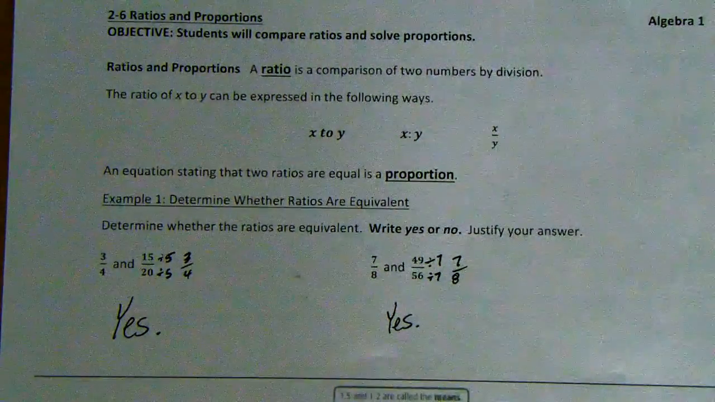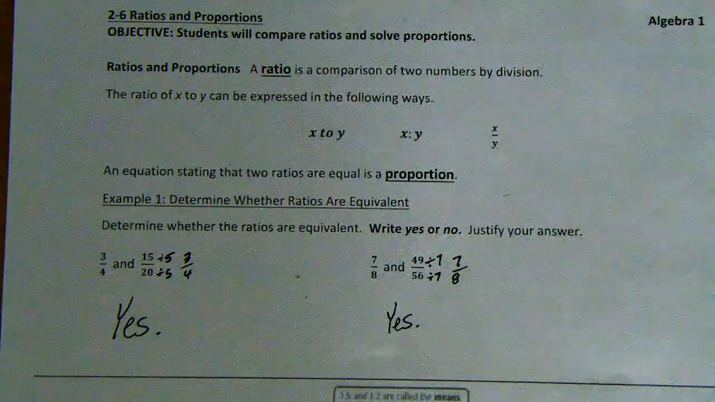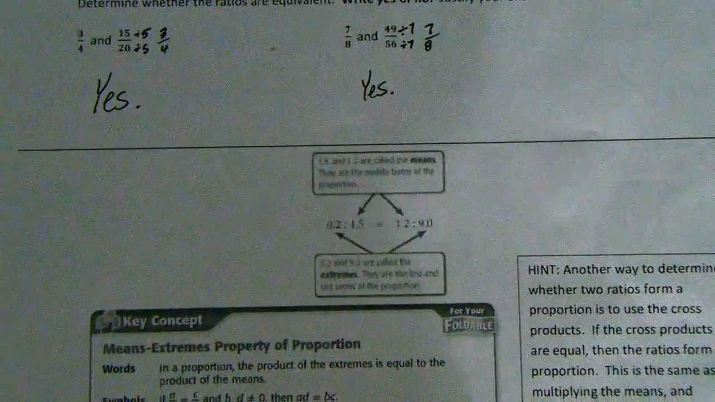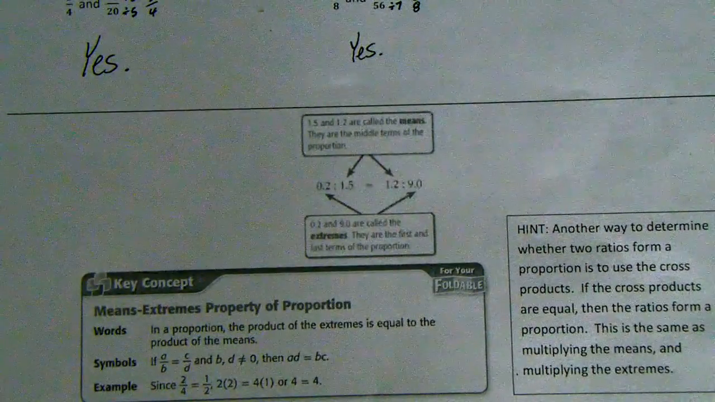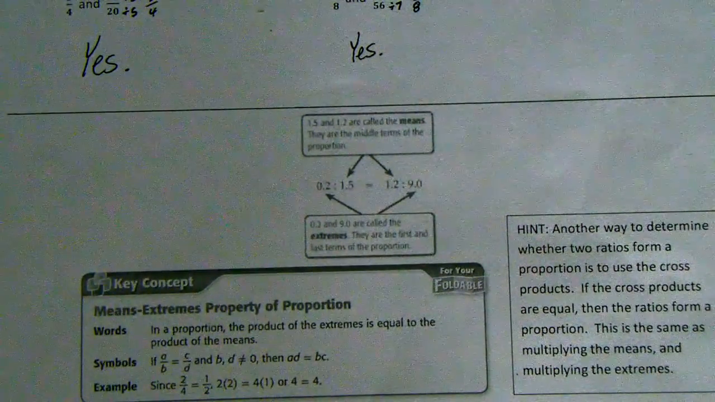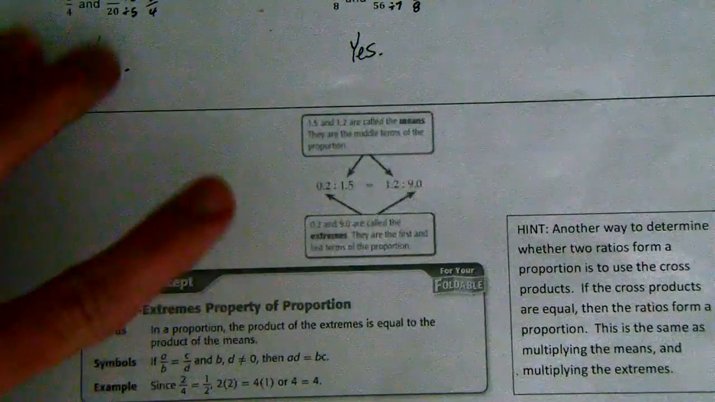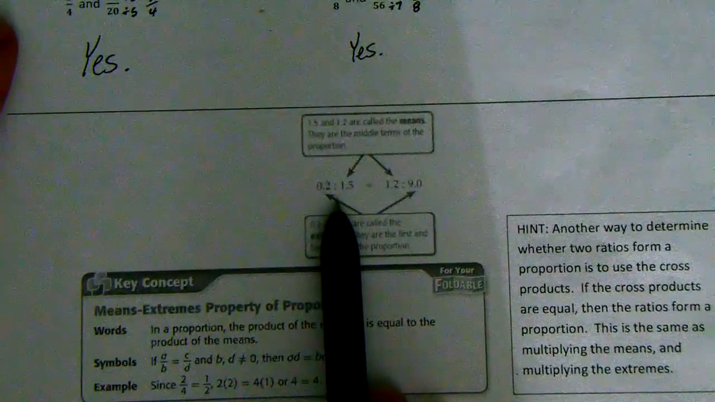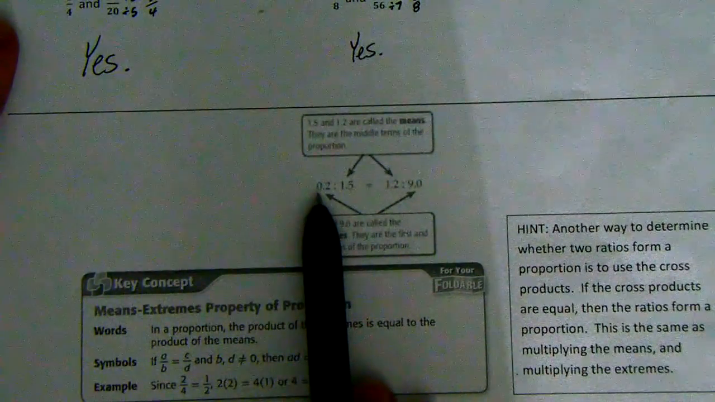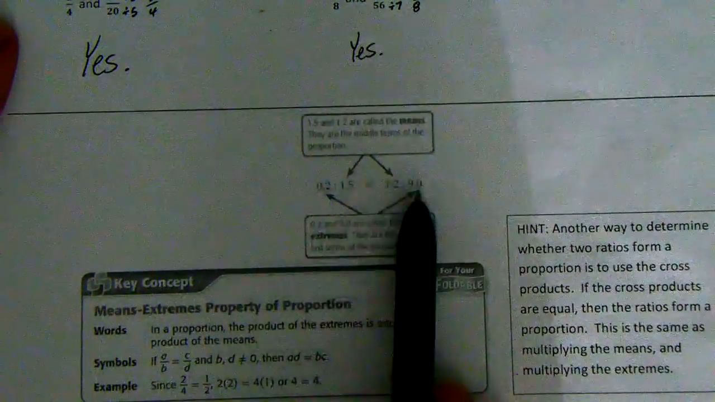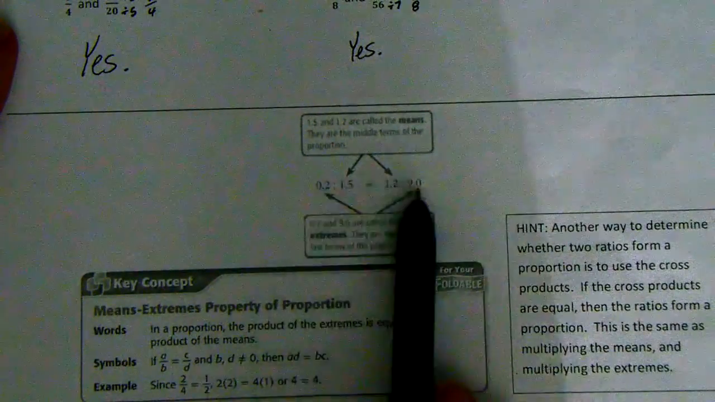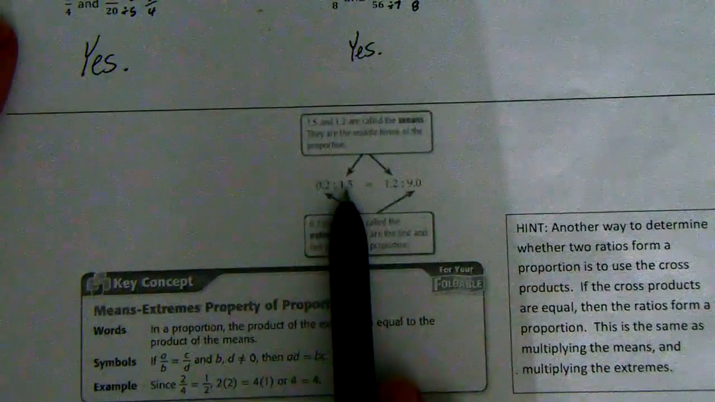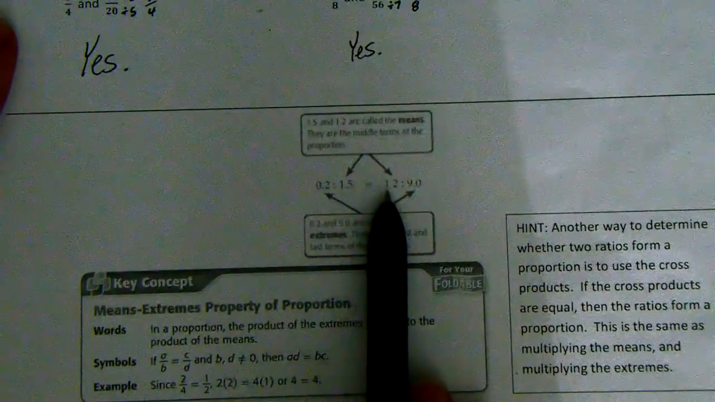As I was saying about proportions, if we have two ratios that are equivalent, they create a proportion when we set them equal to one another. The means will always equal the extremes, and I love the way they have it set up here. This is taken right out of your book. The extremes are the first number of the first ratio and the last number of the second, and the product of those two. And then the inside ones, the 1.5 and the 1.2, are the means.